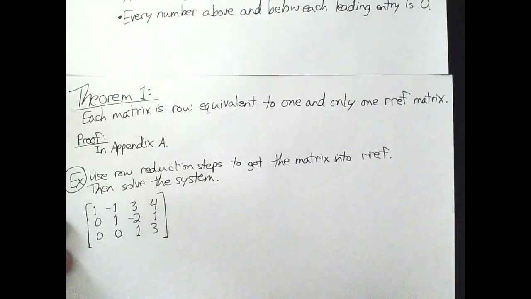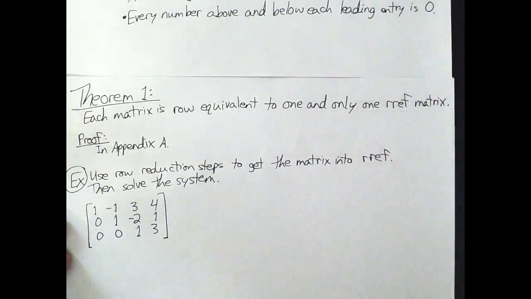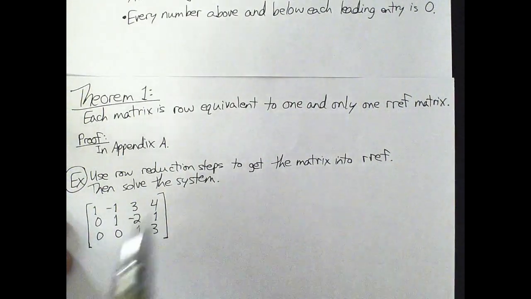Now, if this is one of the matrices we had in the previous video, then you might say, hey, didn't we already solve this? Didn't we do back substitution and find the solution? Yeah, we did. But I want to show you reduced row echelon form and what connection it has to the solution.